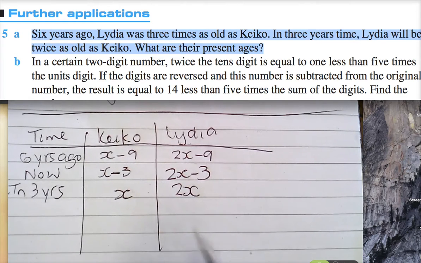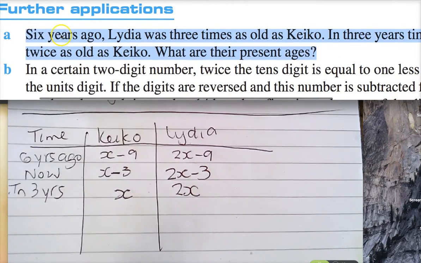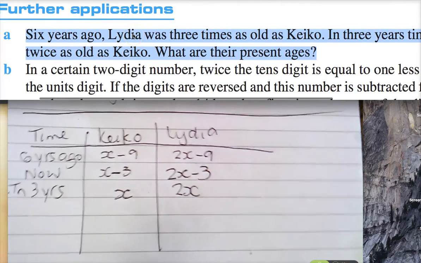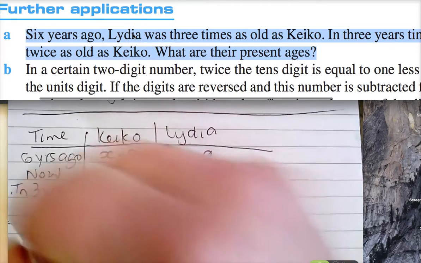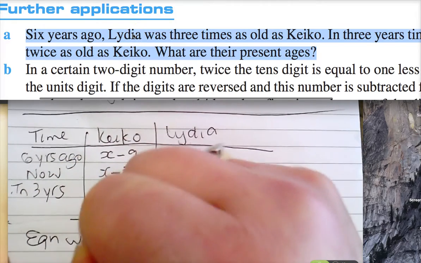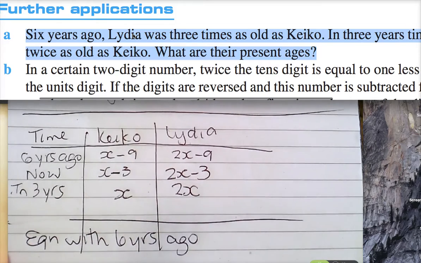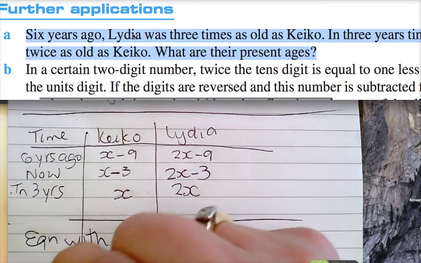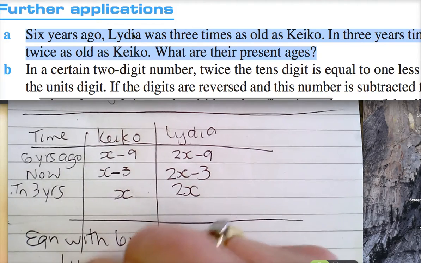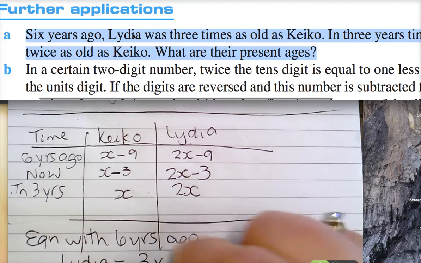So then you set up, because you used in your table Lydia is twice as old as Kiko in 3 years' time, you use the other piece of information, which is 6 years ago, Lydia is 3 times as old as Kiko. So you form your equation with 6 years ago. So 6 years ago, Lydia is 3 times as old as Kiko. What do I do? Lydia equals 3 times Kiko.